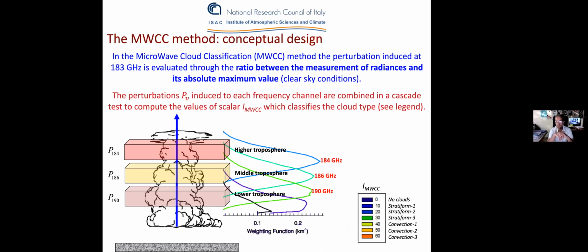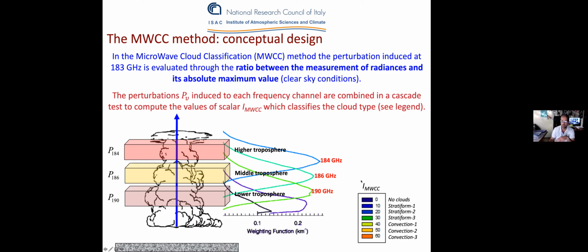The microwave cloud classification method was developed before the AIT detector, and it is a method which exploits the perturbation induced at 183 gigahertz from clouds. This method calculates a sort of perturbation coefficient, the PME, which contains information on the kind of clouds, and the combination of these PME computes the scalar MWCC, which is the classifier of cloud type.